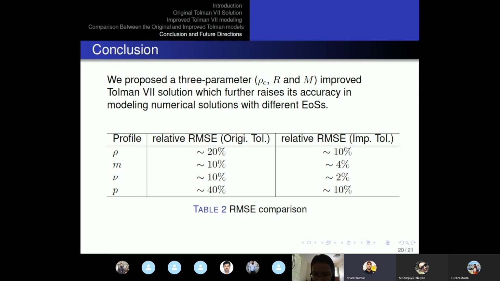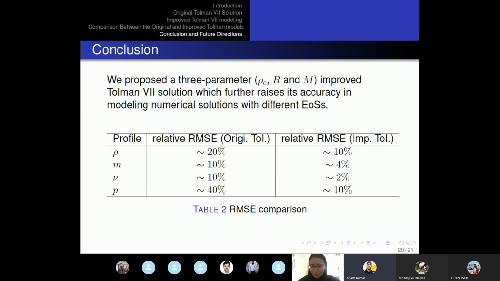So my question is, what is the maximum mass corresponding to SLy4 in the case of the improved Tolman? You mean the mass radius? Yes. Actually I haven't plotted that. I can give you the plot if you like. Yeah, sorry about that.